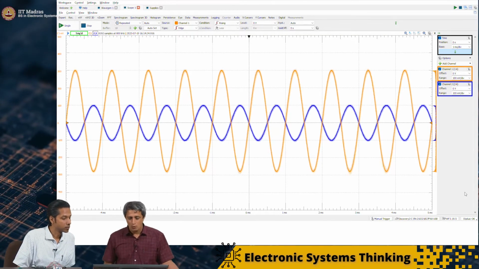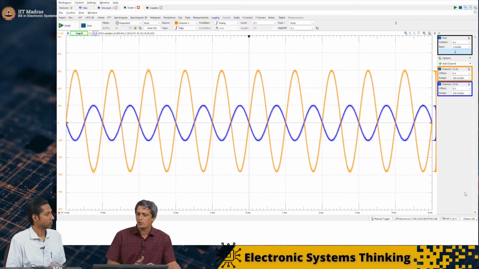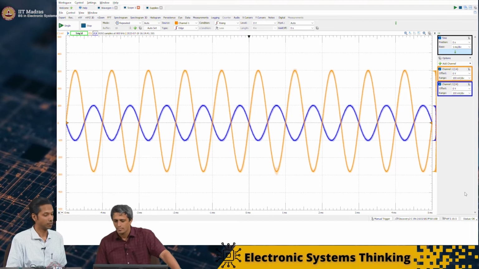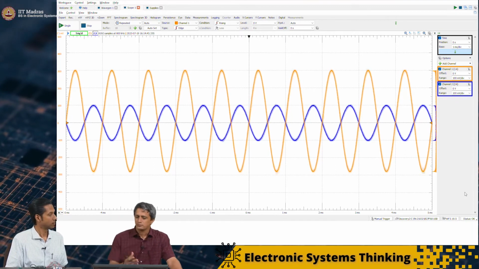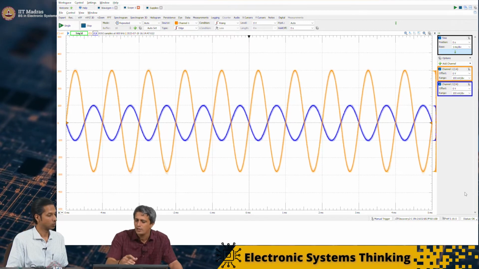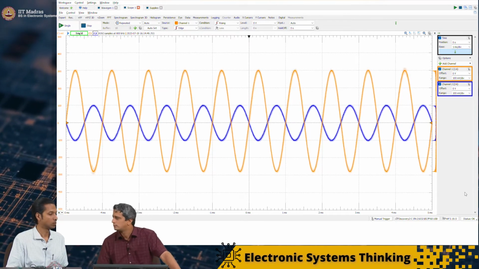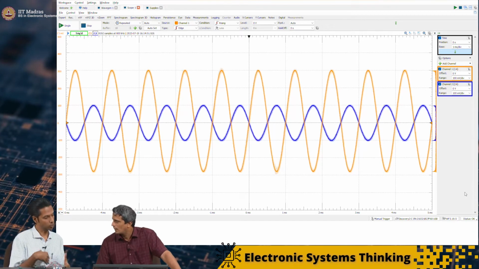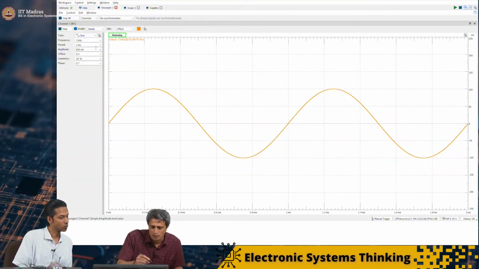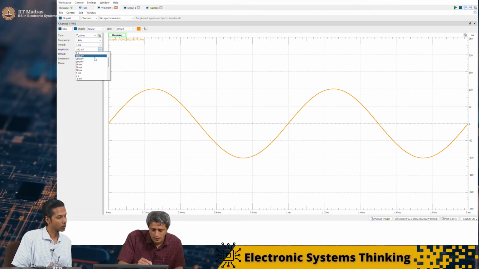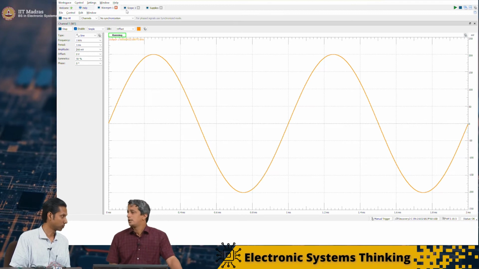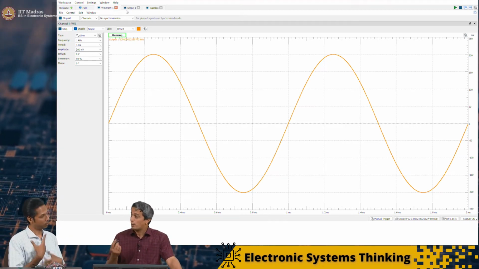Okay. So now we want to analyze this amplifier a little further. For example, what do you suppose will happen if I increase this 100 millivolt to 200 millivolt? The output will also scale accordingly. Let's go ahead and check that out. Let's make this 200 millivolt. So the input is doubled now. The input amplitude is 200 millivolt.